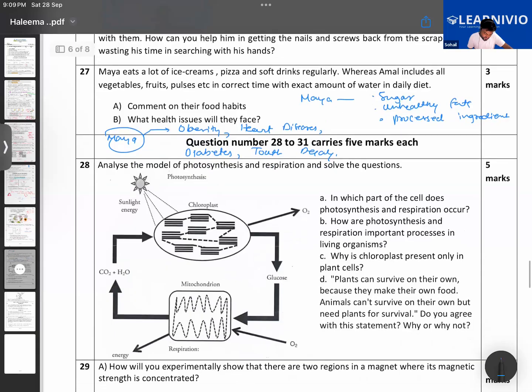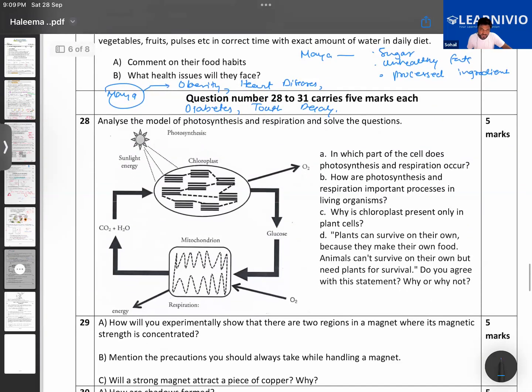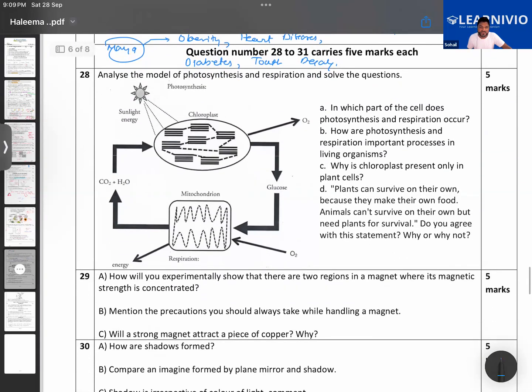Now, question number 28. Here we have to analyze this model of photosynthesis and respiration. The following are the questions which we have to solve here. Go through the question once, read the question. In which part of the cell does photosynthesis and respiration occur?